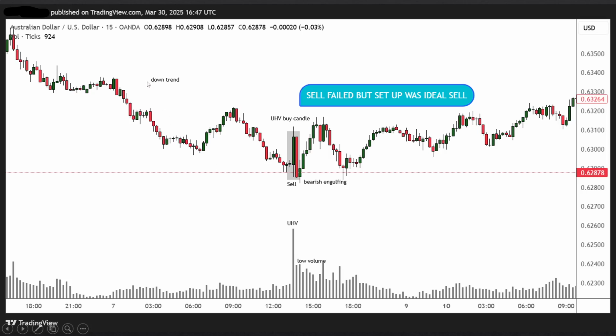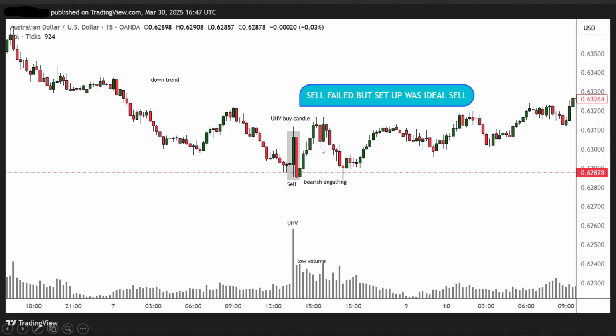Now there is a clear downtrend and the market was coming down, then suddenly there was a buy candle with ultra high volume, and then immediately the market dropped back and closed below the bottom of the buy candle. Now it's a sign of weakness. Clearly the market was bearish and you should sell there, place a stop loss there, but this time we went wrong. Okay, this very perfect setup failed.